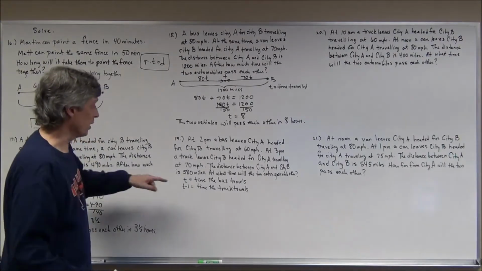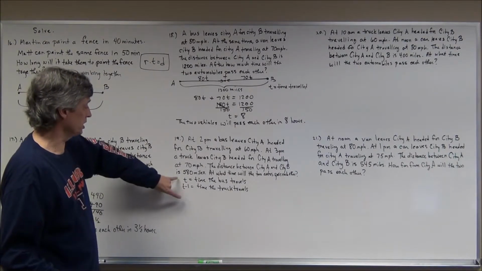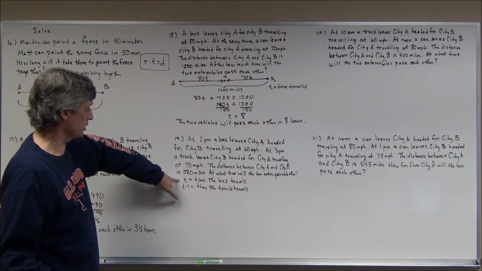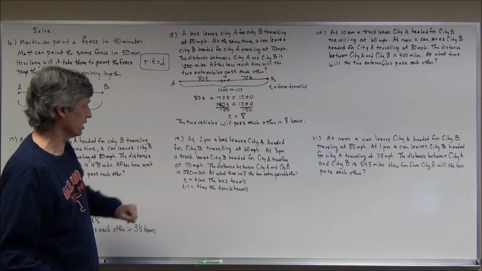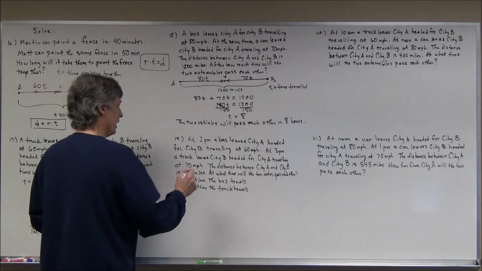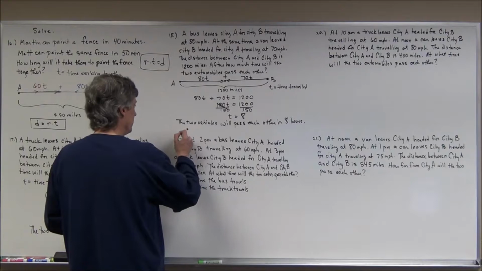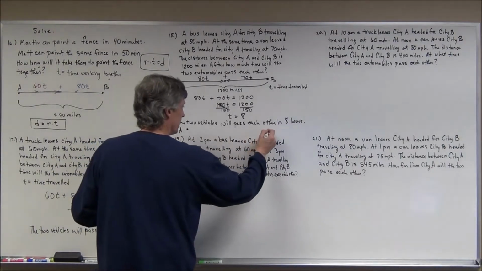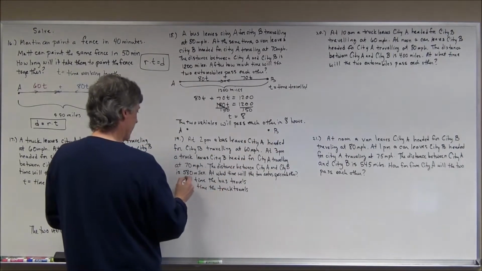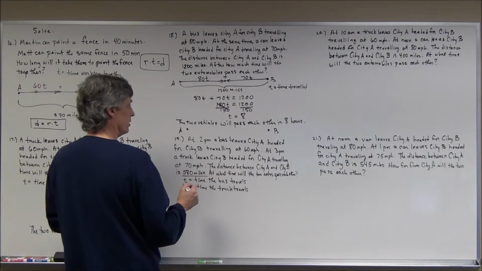Okay? Now you say, well, what if I made this one T? Then this is an hour more because you got an hour head start, so this would be T plus 1. But we're going to just leave it as is. Now remember, you got the two vehicles here. Here's City A. Here's City B. They are 580 miles apart.